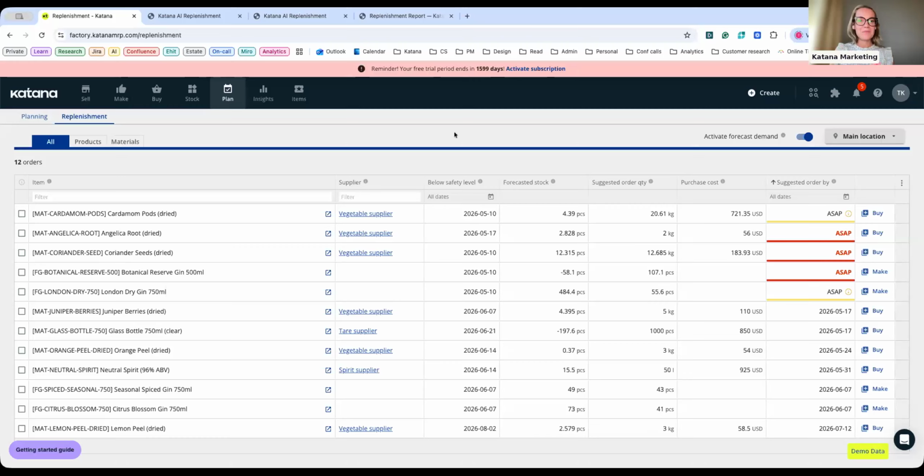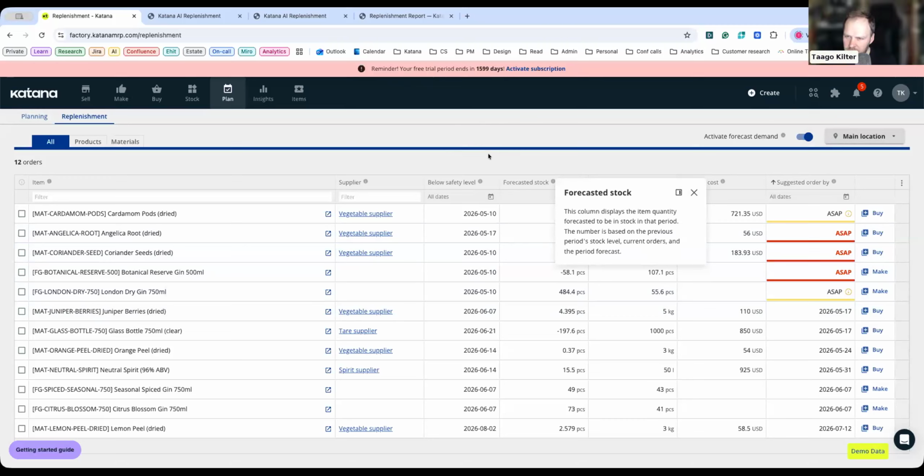Okay, so let's wrap it up. Sorry for that. Oh, click on the question mark next to forecasted stock, Taago. Forecasted stock, yes. The time period, this column, the period forecast. Yep. Good one. What is that time period? This column displays the item quantity forecasted to be in stock in that time period. The number is based on the previous period stock level, current orders, and the period forecast.